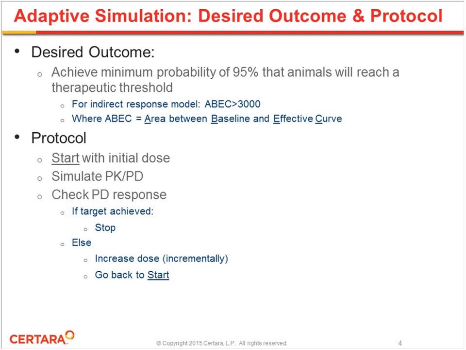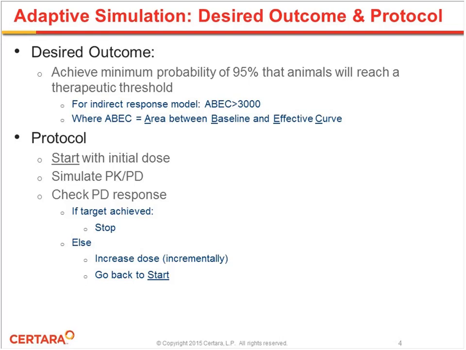What is it? It should be straightforward. We start with an initial dose. Then we use our PK/PD model to simulate the concentration and effect. Next, we check the summary PD response, the ABEC value. And if the target response is achieved, we simply stop. But if that's not been the case, we move on. So we increase the dose in incremental steps and go back to start. And we will continue this loop until we reach our desirable dose. This simple protocol will be executed as our trial simulation run.